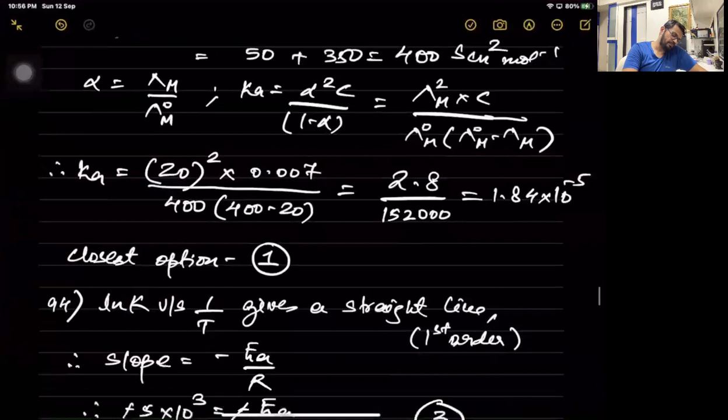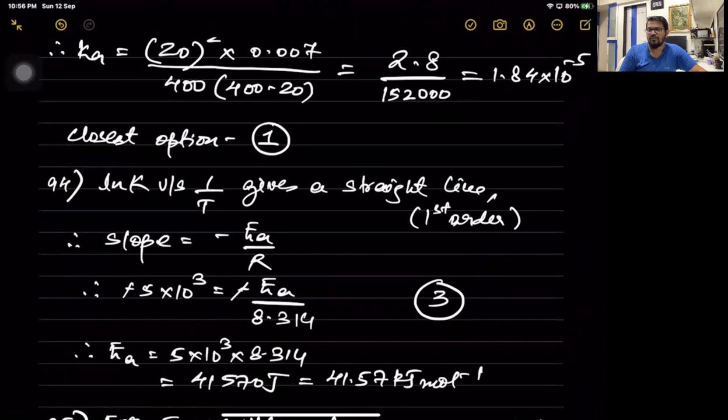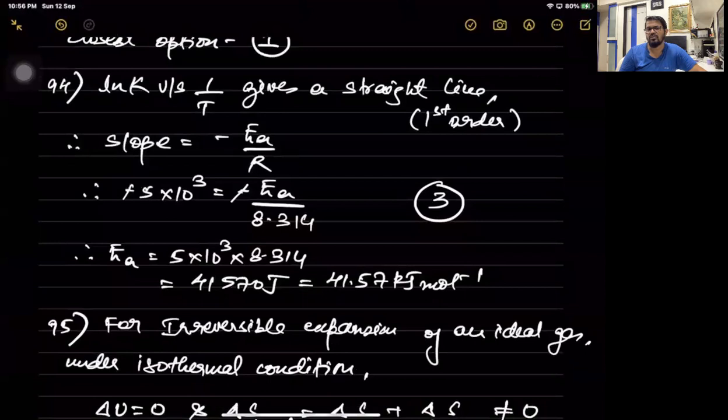94. All right, ln k versus 1 by T, that's a straight line for first order. Slope is minus Ea by R. So that slope is minus 5 into 10 raised to 3, so that minus minus is canceled. Ea is 5 into 10 raised to 3 into 8.314. So that answer is joules converted to kilojoules, 41.57 kilojoules. So 94 is 3.